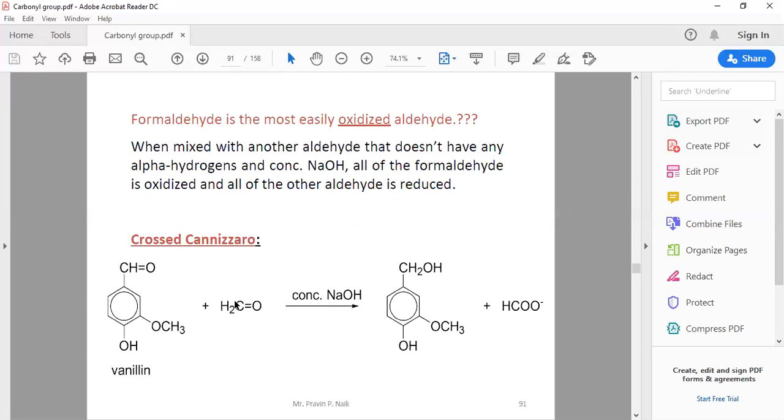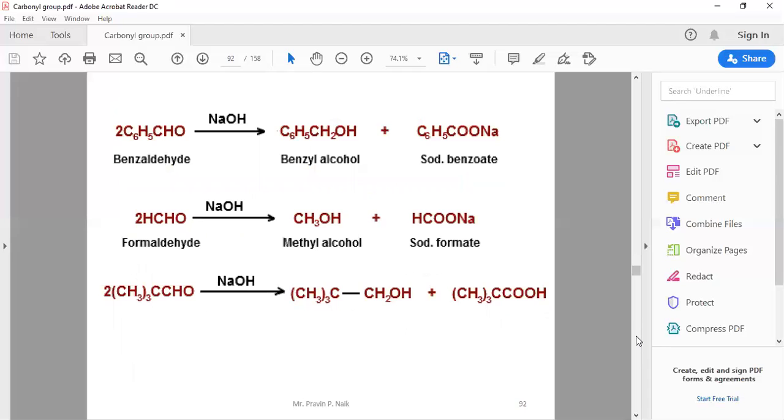And then in the second step, the hydride transfer from formaldehyde to vanillin happens, and therefore vanillin gets reduced and formaldehyde gets oxidized. So you can read here, when mixed with another aldehyde that doesn't have any alpha hydrogen and concentrated NaOH, all the formaldehyde is oxidized and the other aldehyde is reduced. This is the smallest aldehyde, and therefore this smaller one will always get oxidized to acid and the bigger one will always get reduced to alcohol. There are different examples.